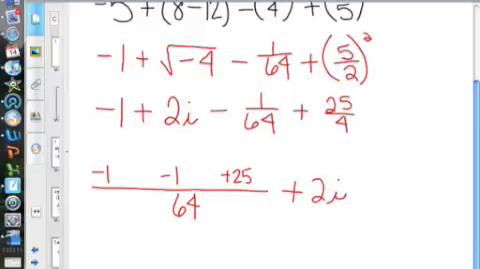So the question is, how do we change those numerators? Well, this was 1 goes into 64 how many times? So I've got to multiply this by 64. Here, 64 goes into 64 once. And here, 4 goes into 64 16 times.